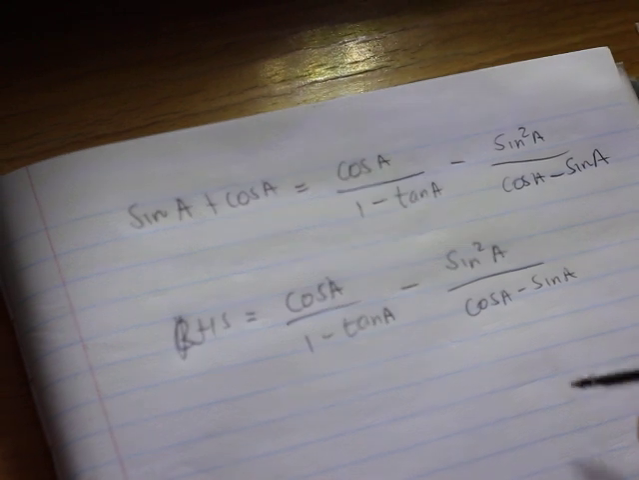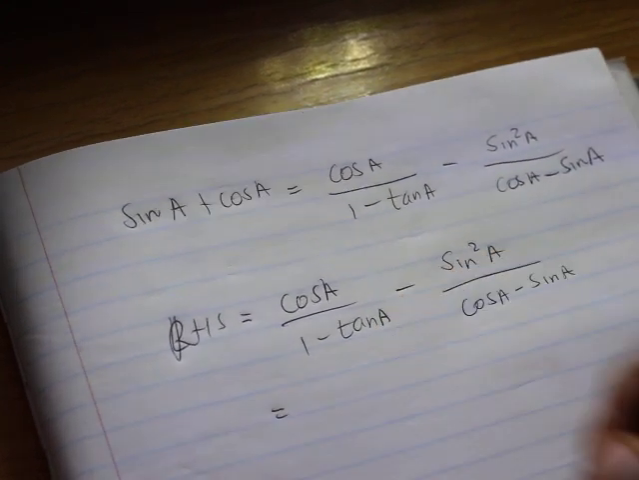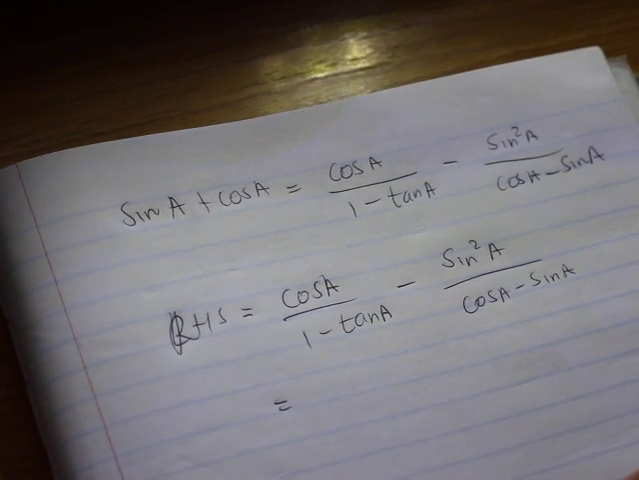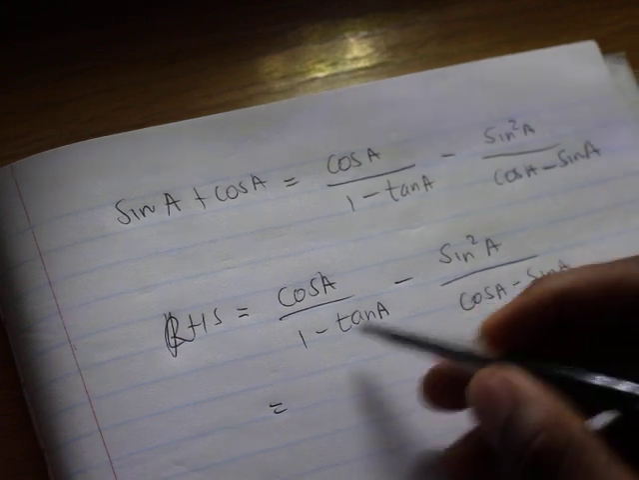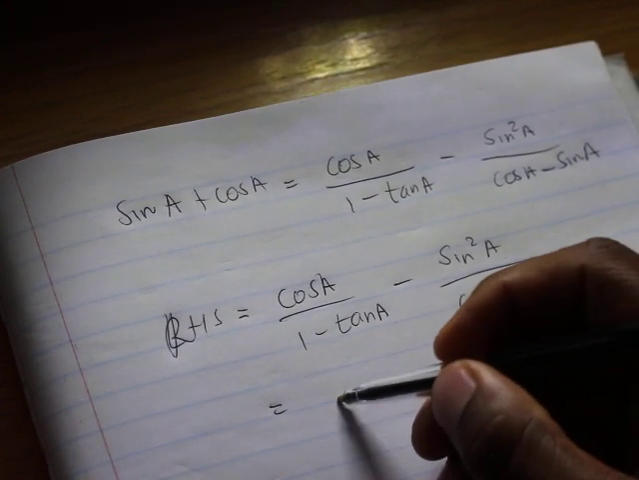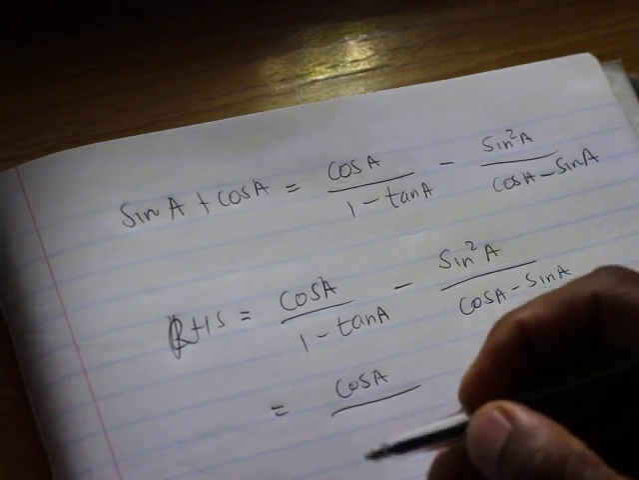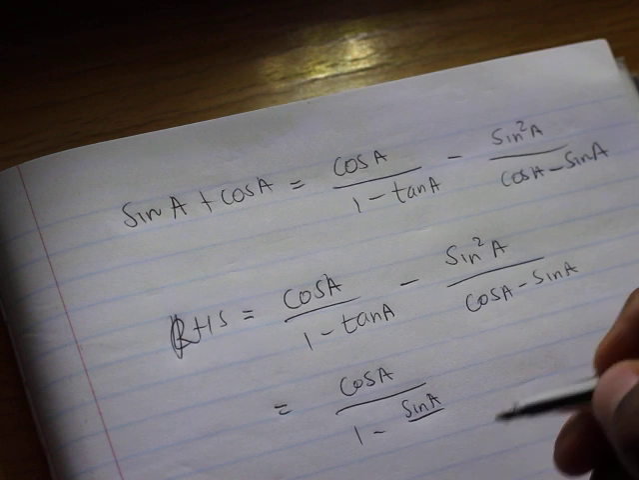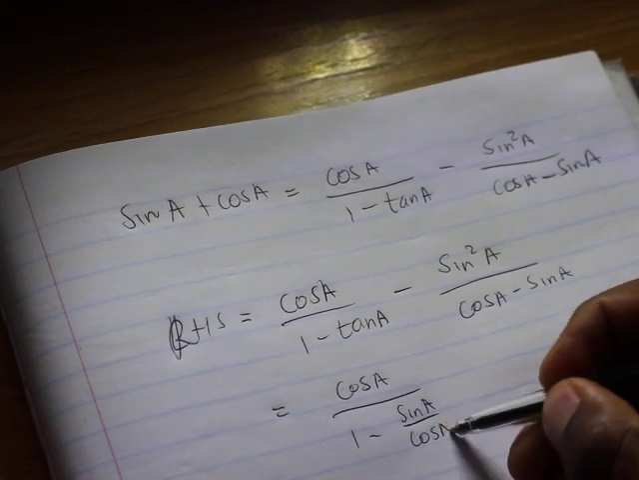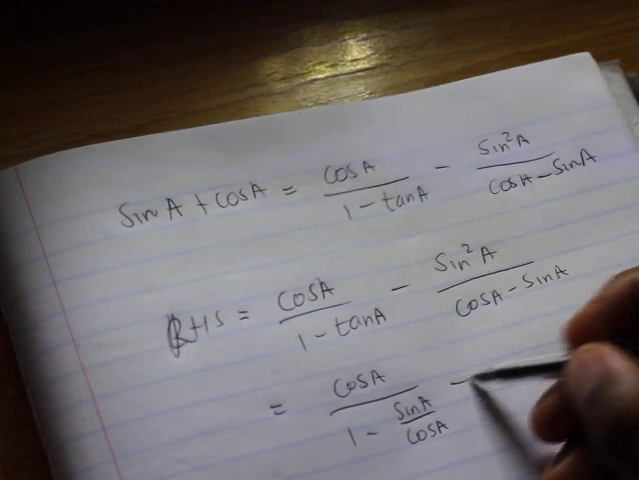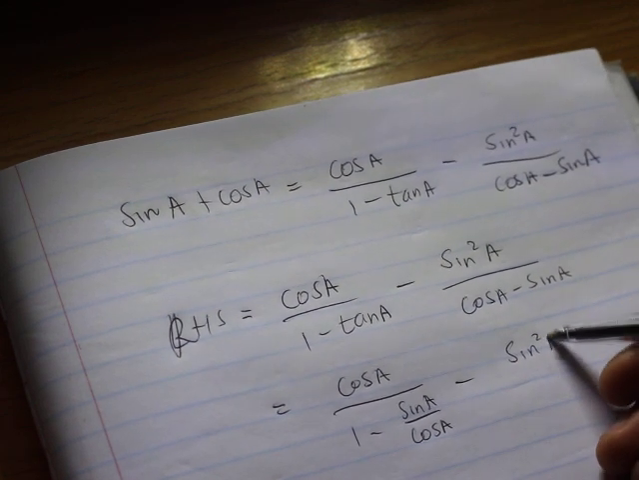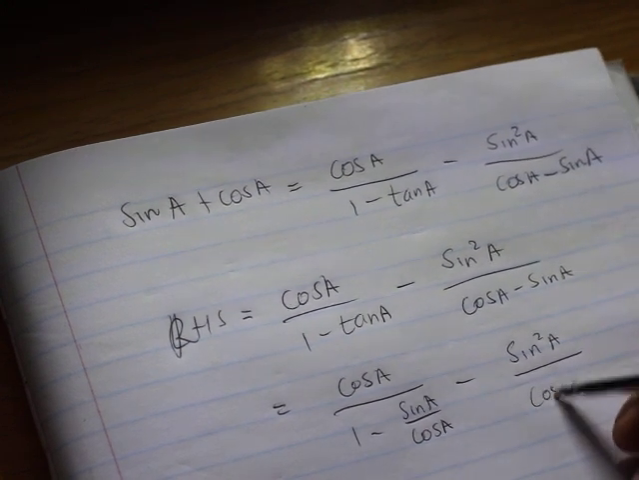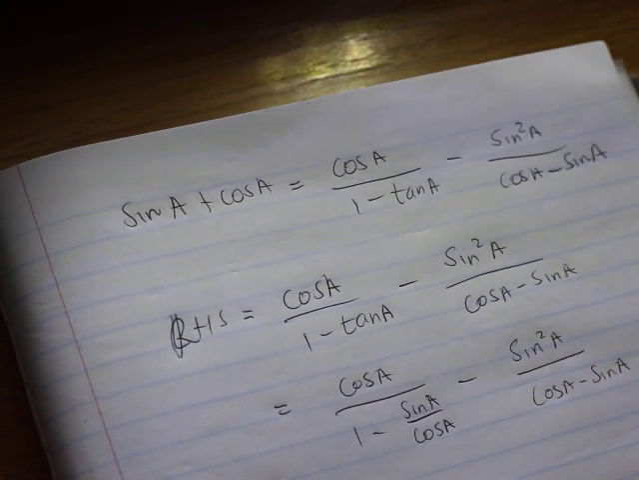All right, so this is the right hand side, and we have been tasked to break it down. Whenever you see tangent of anything, you need to get rid of that. So the first thing we're going to do is get rid of the tangent of A. So the cosine of A over 1 minus the sine of A divided by what? The cosine of A. This is where we get to see if your algebra is actually real or fake. And cosine of A minus the sine of A.